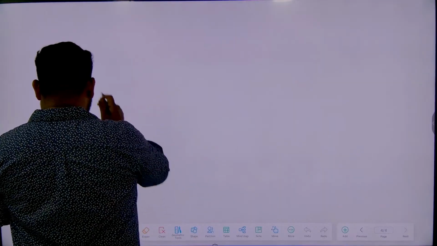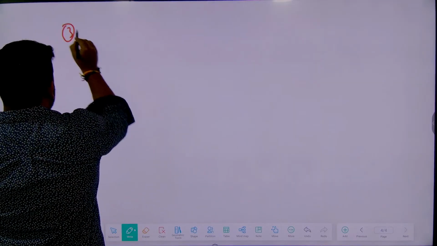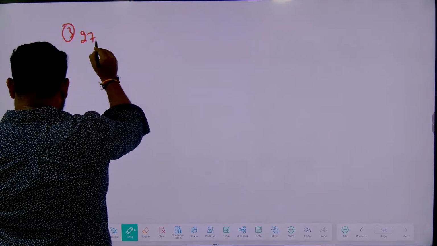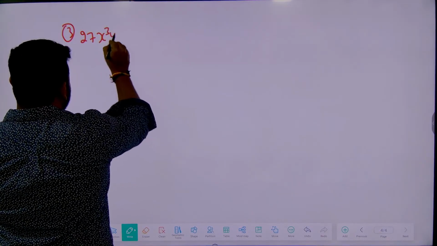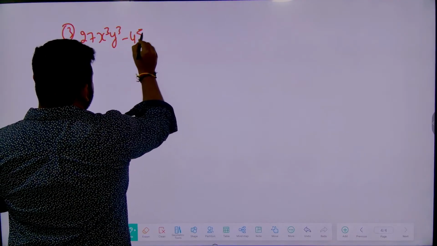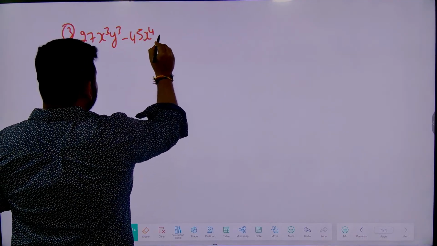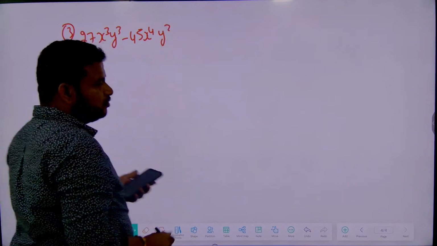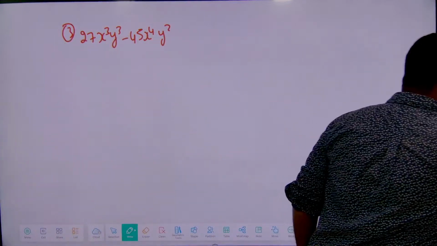This chapter is mainly about taking common. I am talking about exercise 4a. Third question we are having, they are telling factorize 27 x cube y cube minus 45 x power 4 into y power 2. This is what we are having.